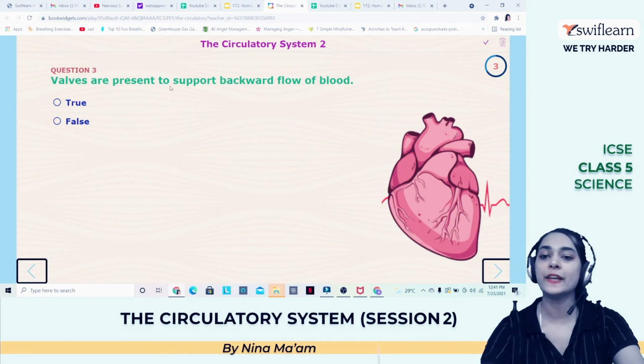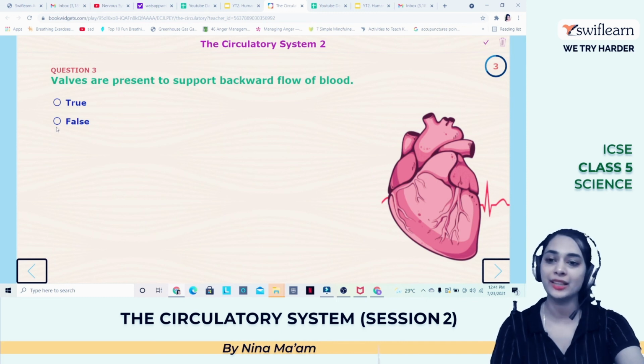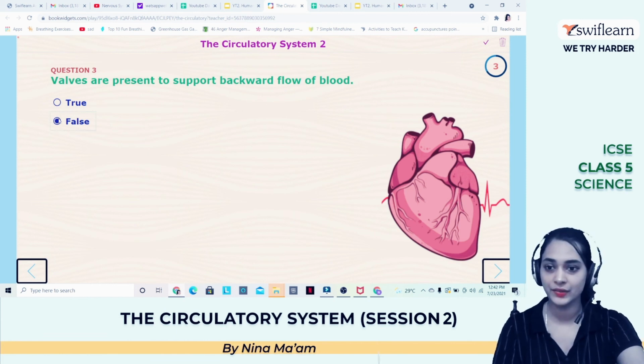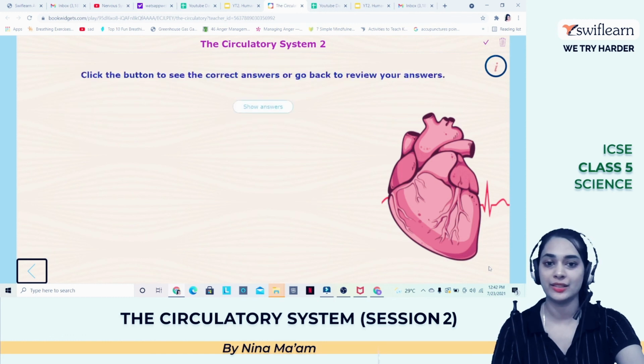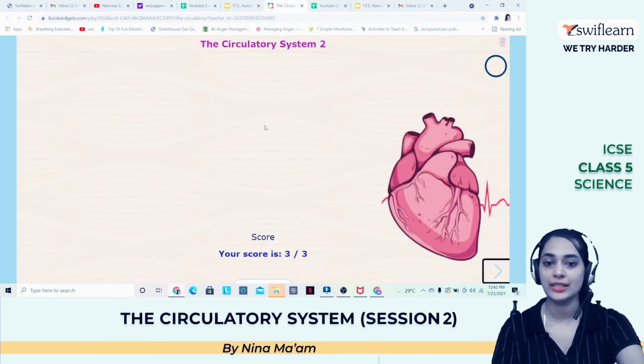Question 3: Valves are present to support backward flow of the blood. Is it true or false? Read that again. Valves are present to support the backward flow of the blood. Is it true or false? I hope you know the answer. And get ready. Let's check the answers. Show the answers.